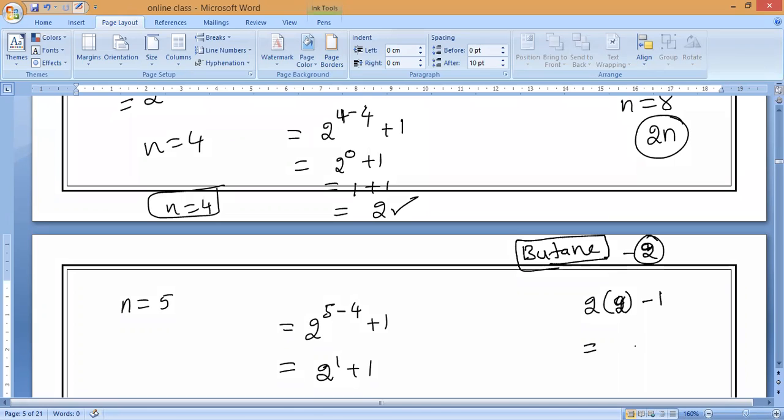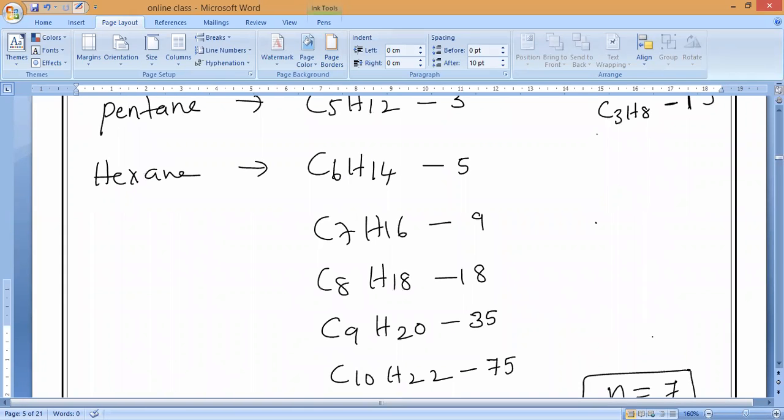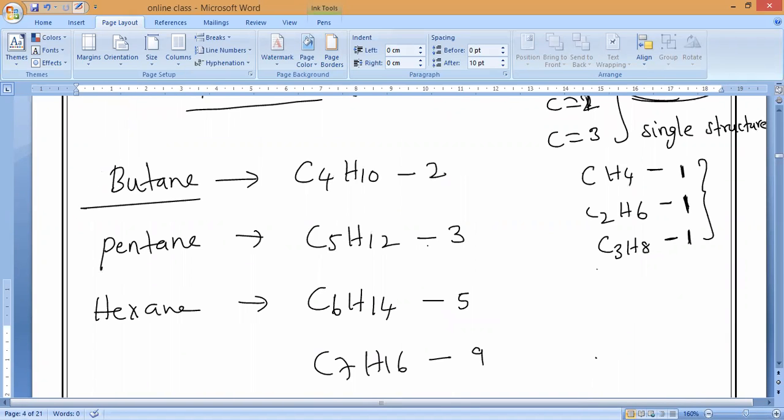So 2 into 2 is equal to what? 4. 4 minus 1 is equal to 3, so the number of isomers is 3. Now the next one you can check. N is equal to 2 into 3 minus 1. Next one is 3, this is pentane.